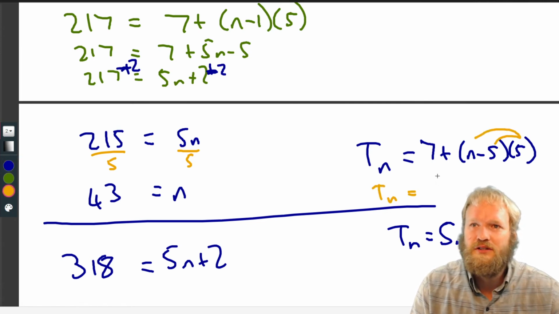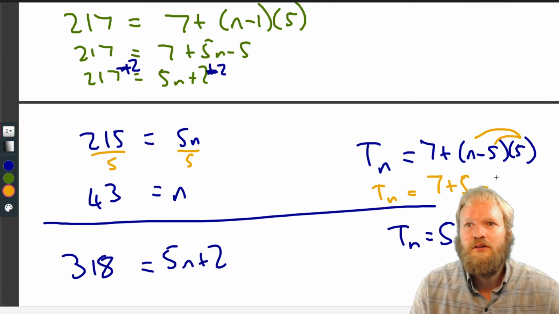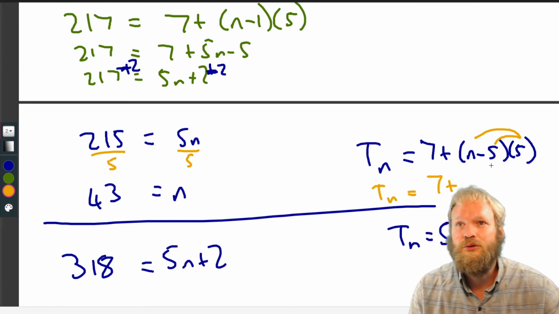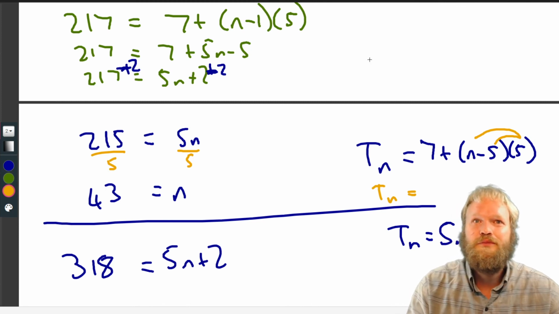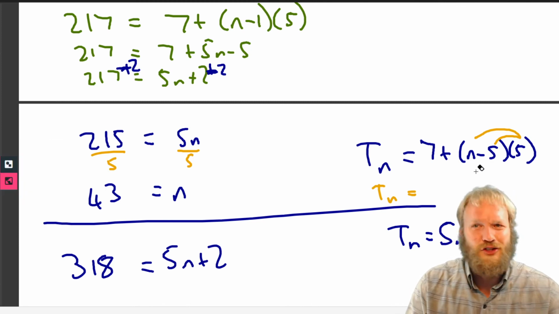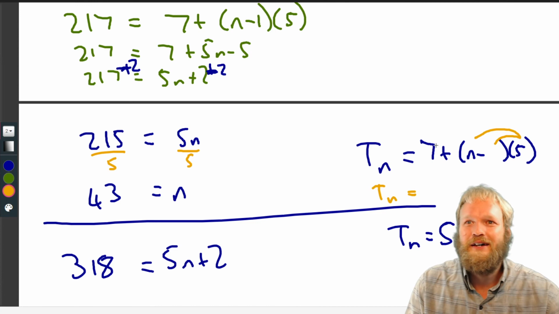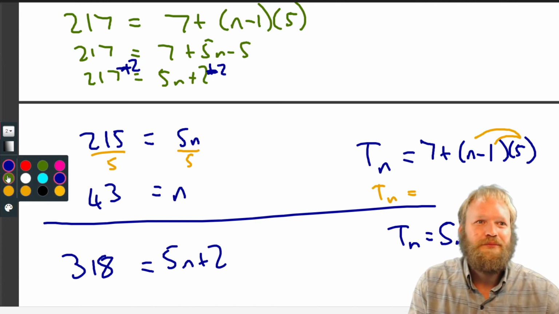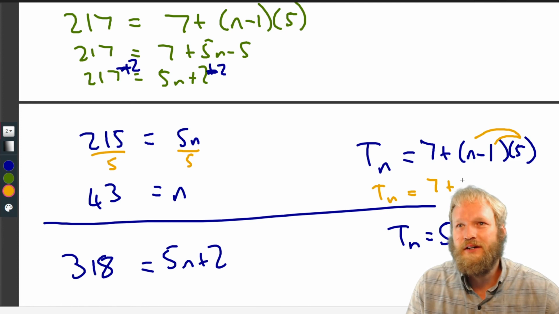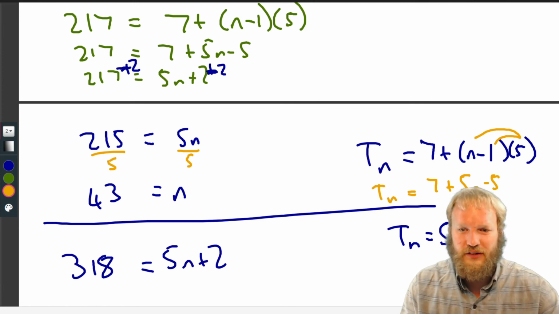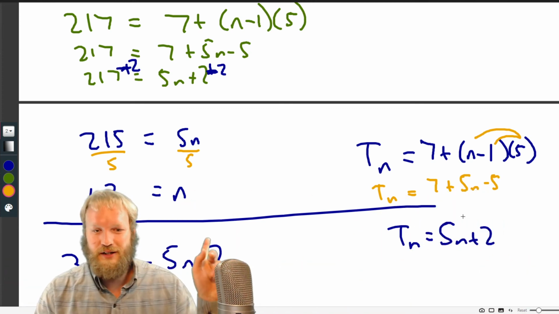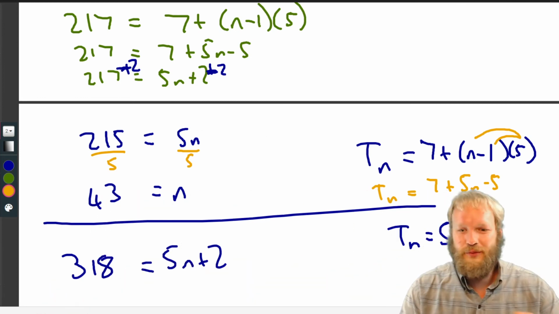So tn equals 7 plus 5(n minus 1). I'm skipping a step here. That's 7 plus 5n minus 5, so tn equals 5n plus 2. It's there to keep you on your toes. So we just simplified that. Okay, so back to where we were.